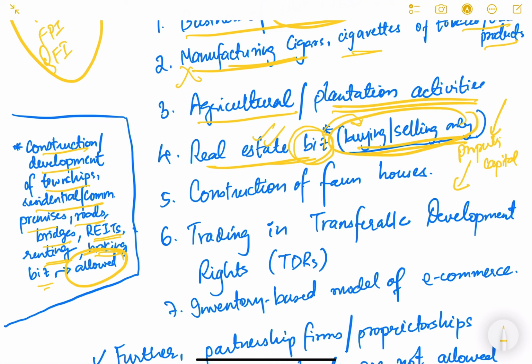मतलब prohibition कहाँ पर है? सिर्फ buying और selling के ऊपर है. They can do the construction and development, they can do the renting, they can construct bridges, roads, etc. Then another area where foreign investment is completely prohibited is construction of farmhouses. It is not allowed.